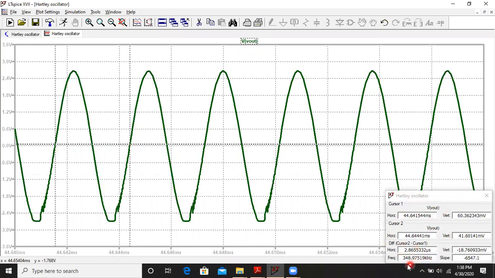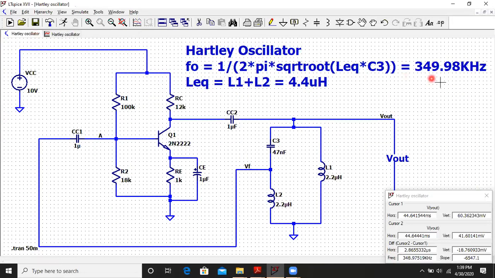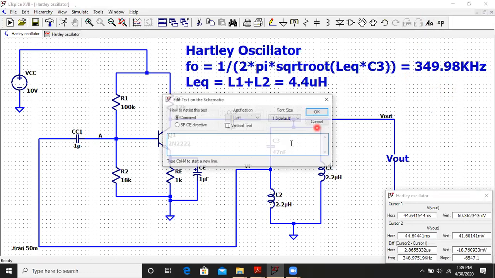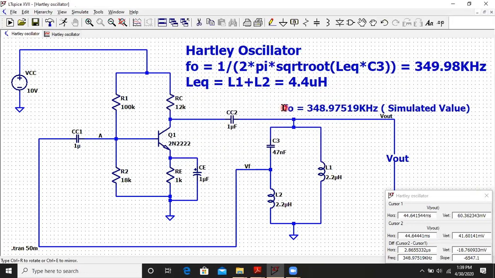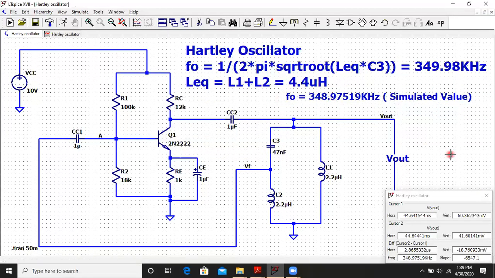So here we are getting an answer as 348.97 kilohertz. So let me just copy this value, 348.97 kilohertz, and our theoretical value is coming out to be 349.98 kilohertz. So I'll write this value, f naught is equal to, and I'll place this value over here. So this is your simulated value. So you can compare, the result is quite close.